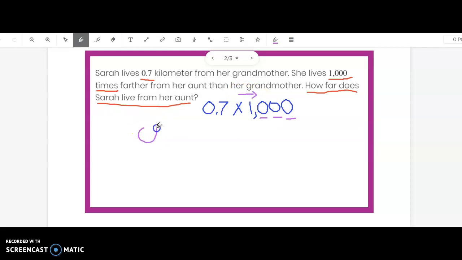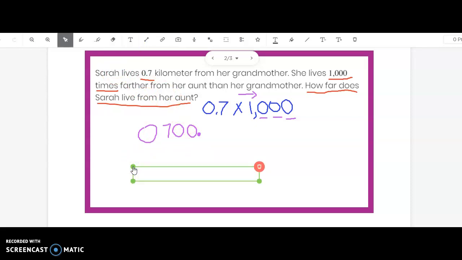So let me rewrite my problem, 0.7. Now I'm going to do some jumping 3 places. I put in my new decimal and fill in any of those open spots. So now I'm going to erase the old decimal. I can even erase those jumps. That doesn't make a difference. And I'm going to put a little text box in here and say it's 700 kilometers from her aunt. Okay. 700 kilometers from her aunt.